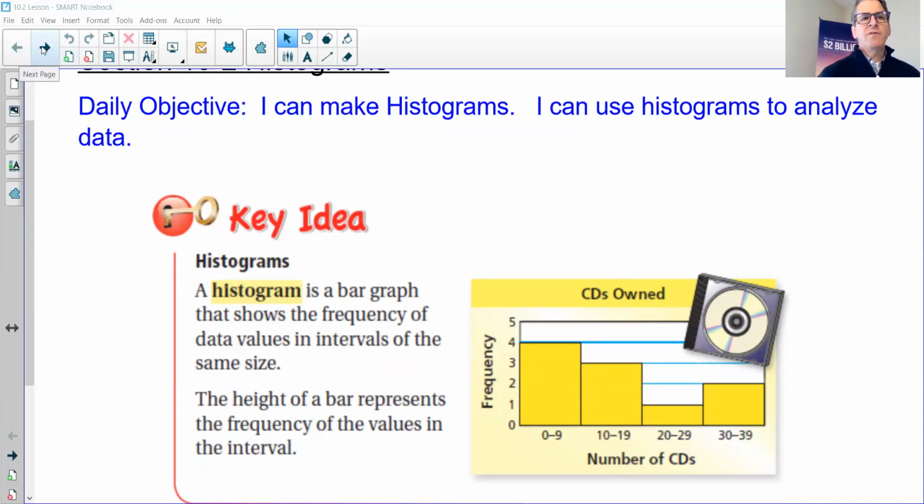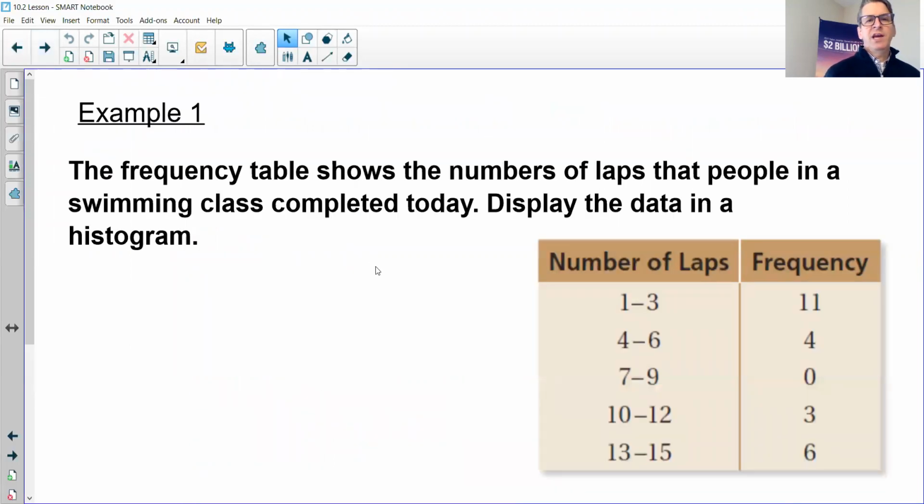Okay, so I'm going to try to draw a few histograms for you today. This may get a little messy, and I'll do my best. Let's start with example 1. The frequency table shows the number of laps that people in a swimming class completed today. Display the data in a histogram.